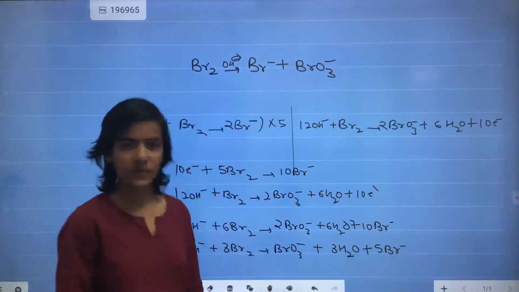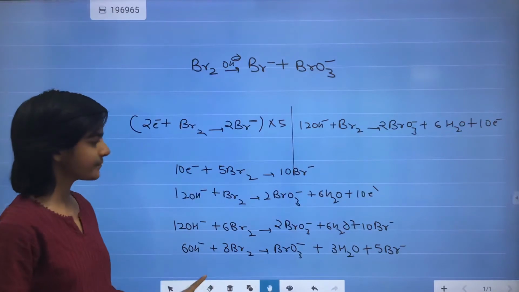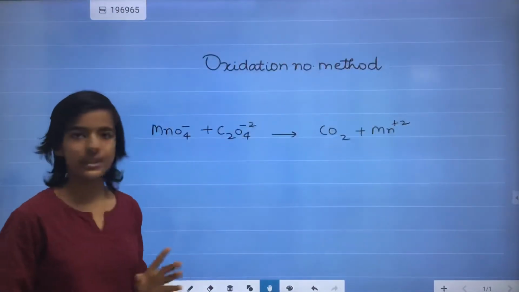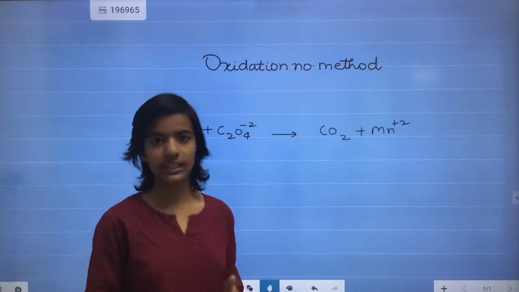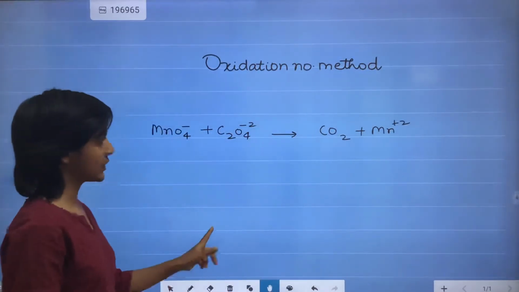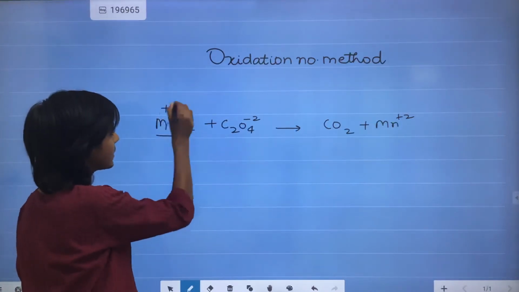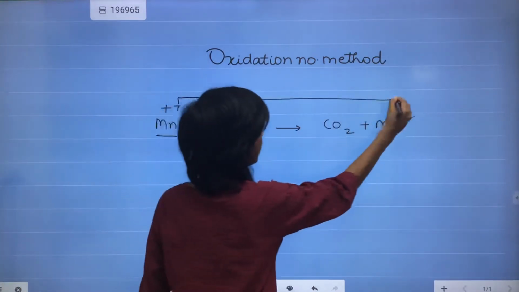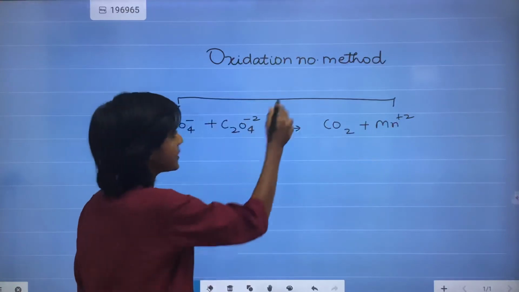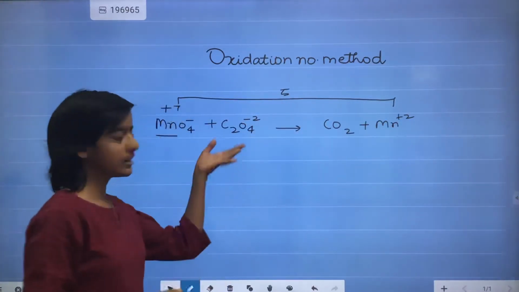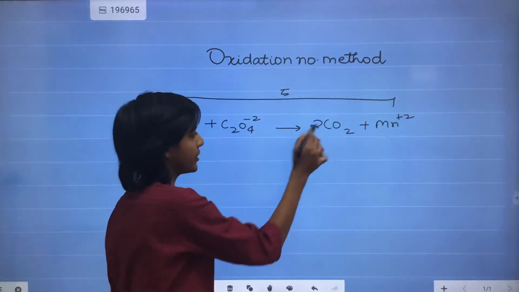So in simplest form we can write like this. Then the second method is the oxidation number method. In this, first we have to find the n factor, then we have to cross multiply. The oxidation state of Mn over here is +7 and it is +2, so there is a difference of 5. And here there are 2 carbons.